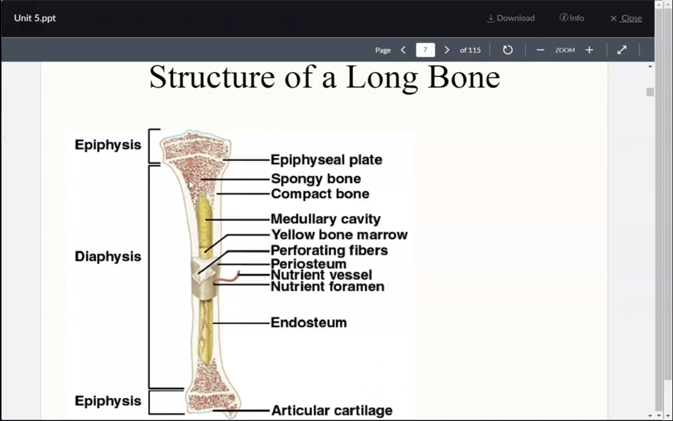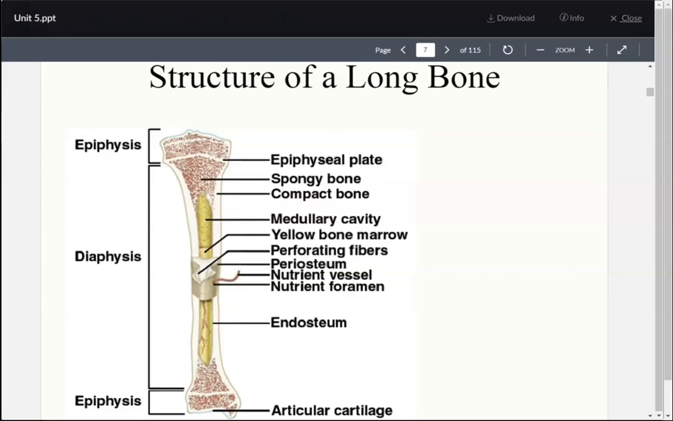This is going to then go into a metaphysis. This is a transition zone before coming into the diaphysis, which is the shaft of the bone. Now, the metaphysis is not mentioned in this image, but it would be this transition zone right here. Then the shaft of the long bone.